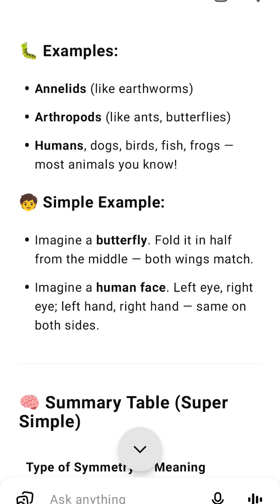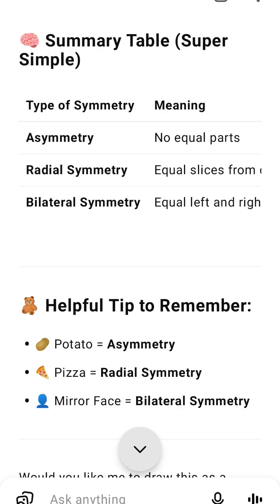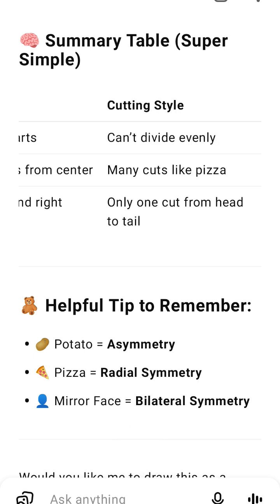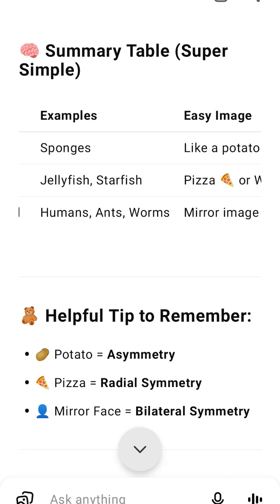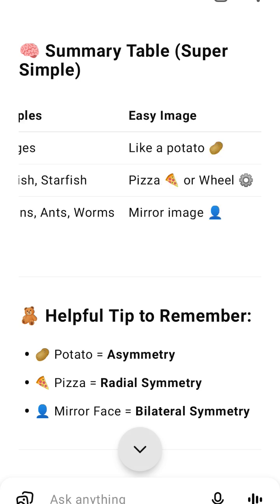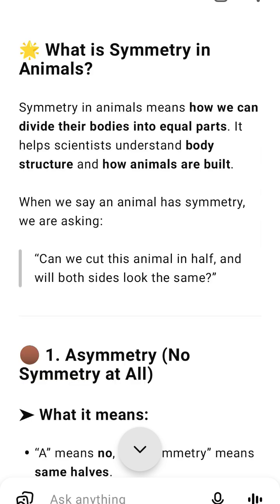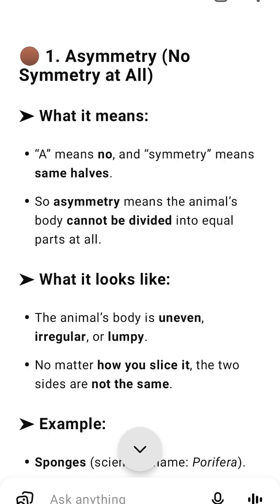Examples: coelenterates, e.g. jellyfish and hydra; ctenophores, comb jellies; echinoderms, e.g. starfish and sea urchins, mostly in adults. Common in animals that float or are stationary. They can respond equally from all sides. Easy way to remember: like a pizza, wheel, or starfish, cut from the center in many ways, and each part looks the same.